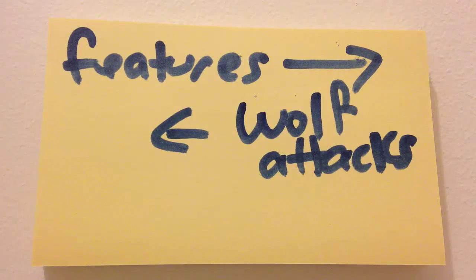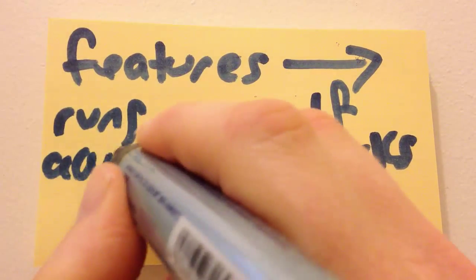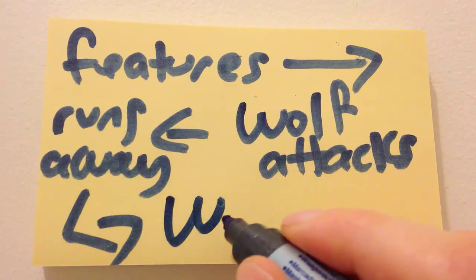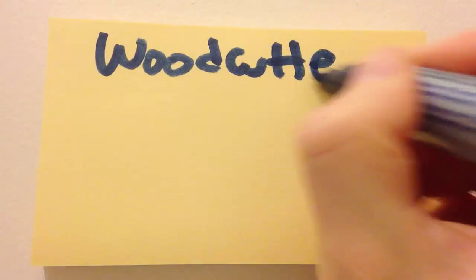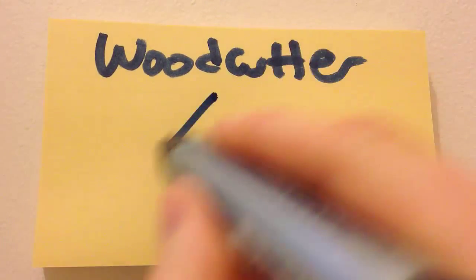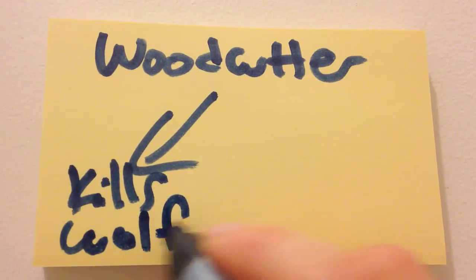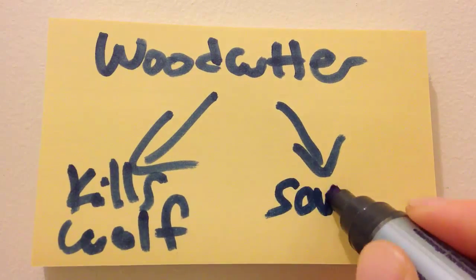And Little Red Riding Hood, as anybody would, screams and runs away. A woodcutter was nearby. Actually, I might go onto a new page here. So the woodcutter hears the cries from Little Red Riding Hood, and he comes down and he kills the wolf, and he saves Granny, or rescues Granny.